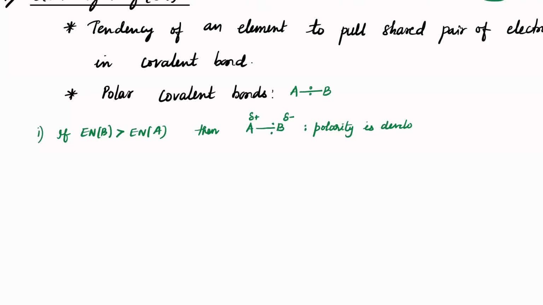Correct. Same way, if the electronegativity of B is less than the electronegativity of A, then between A and B, if you compare, A would have more electrons here, delta negative, and B delta positive, and polarity here is developed again. So it all depends upon the electronegative difference. So this is some kind of a power to pull the bonded electrons.